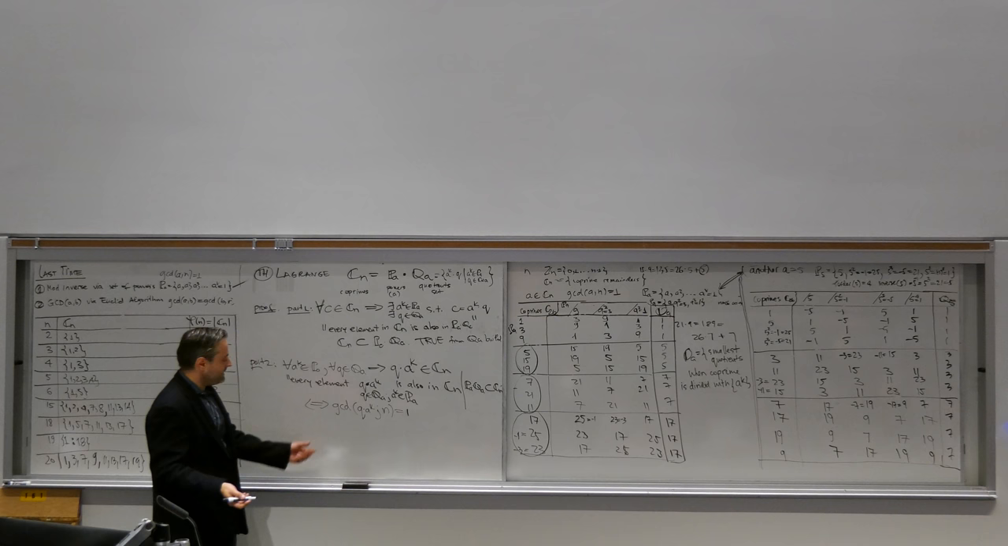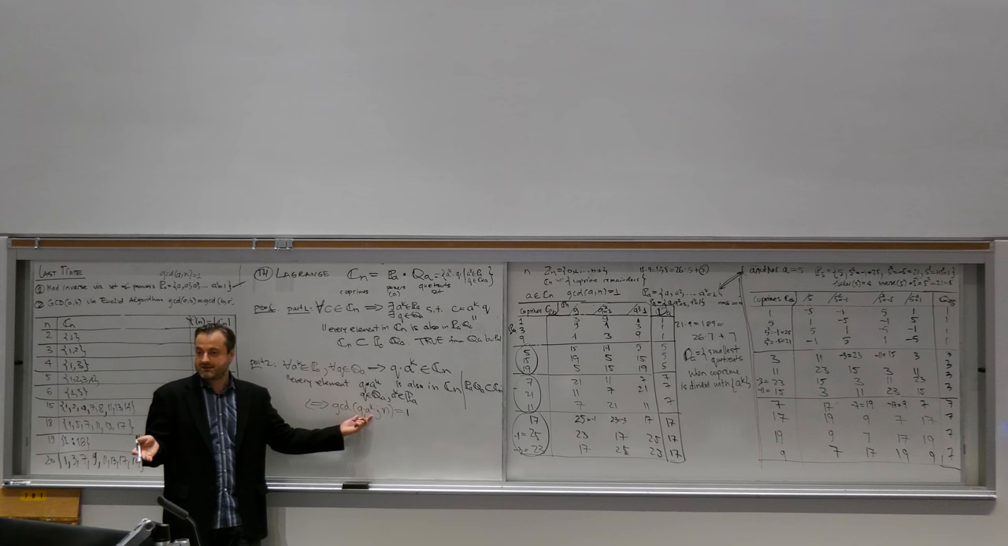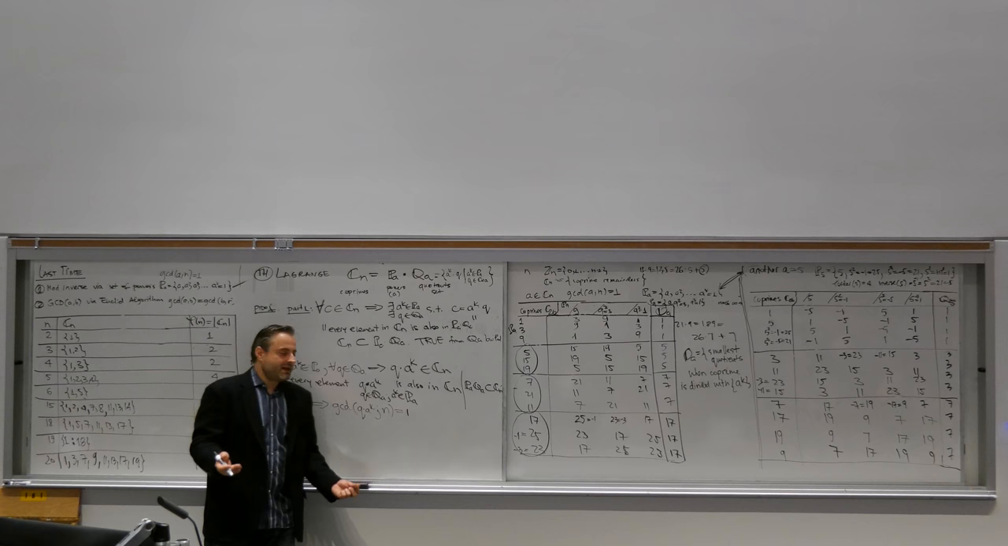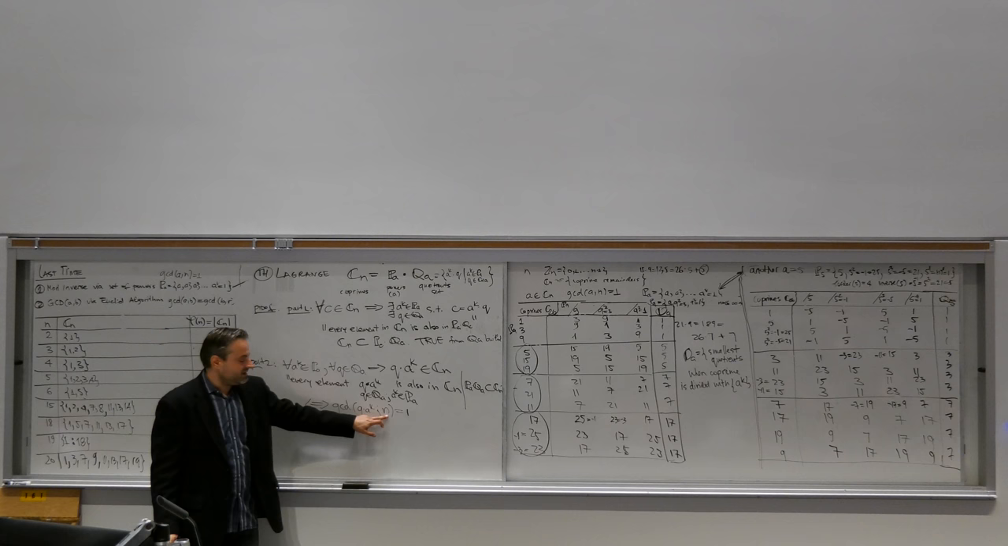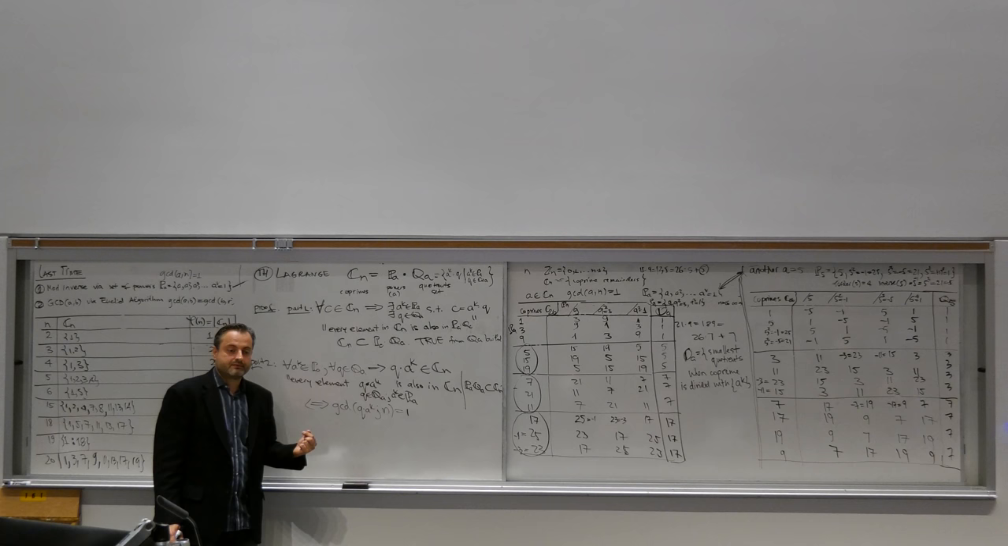Whenever you make the product, of course that's going to be in Zn because every integer is in Zn. But we don't want just Zn. We want it to be coprime. That's also very easy to prove. The reason this product is coprime with n is because both factors are coprime with n. Is that true?